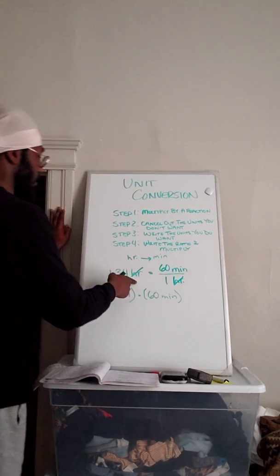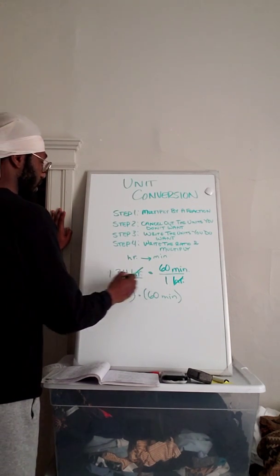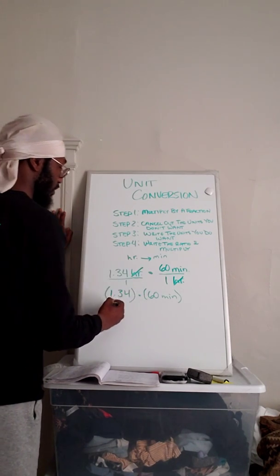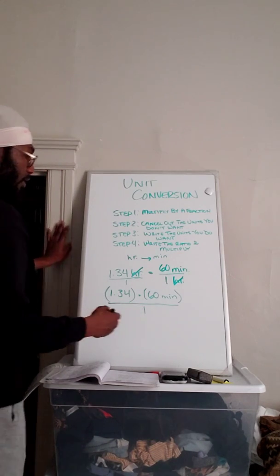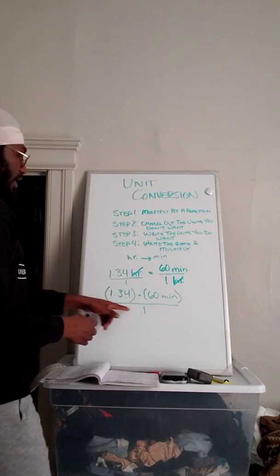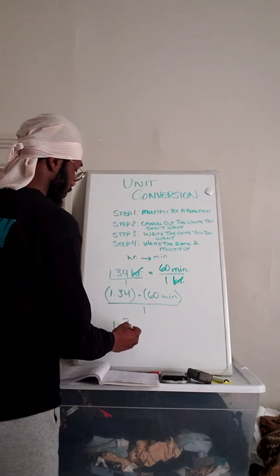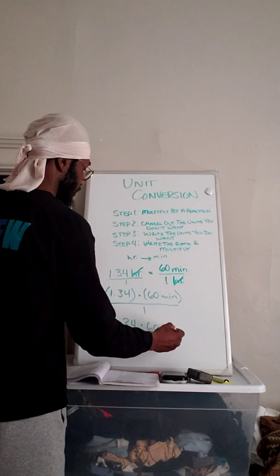All right, and there's nothing in the denominator over here, so that means it's like an imaginary 1. So 1 in the denominator times 1 in the denominator equals 1. Okay, and anything divided by 1 is just going to be whatever was in the numerator. So 1.34 times 60 minutes.